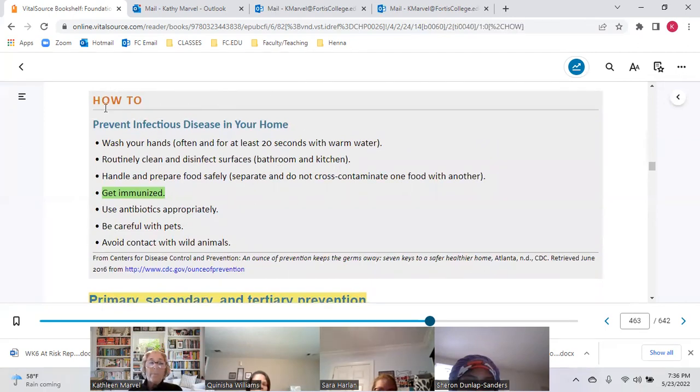When we're working with families, how to prevent infectious diseases in your home: wash your hands, disinfect surfaces, handle and prepare food safely, get immunized, use antibiotics appropriately, be careful with pets.